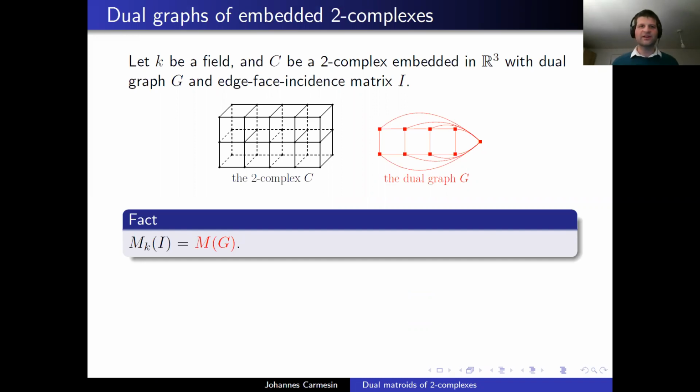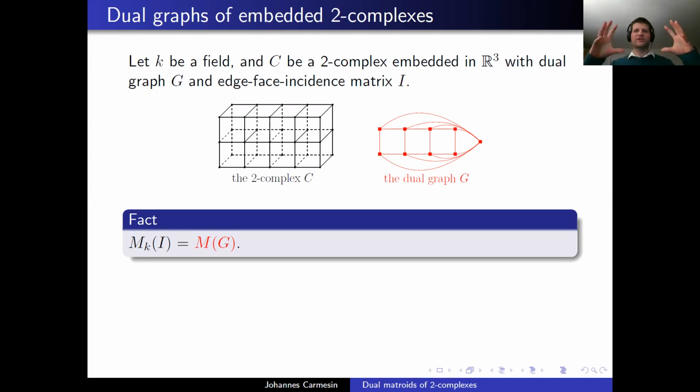Here's an interesting fact about how matroids come into play. Let's start with an arbitrary 2-complex embedded in 3-space, for example this black 2-complex I drew with these 8 boxes stapled onto each other. That's a nice 2-complex, and the faces would just be the 4-cycles of these boxes.